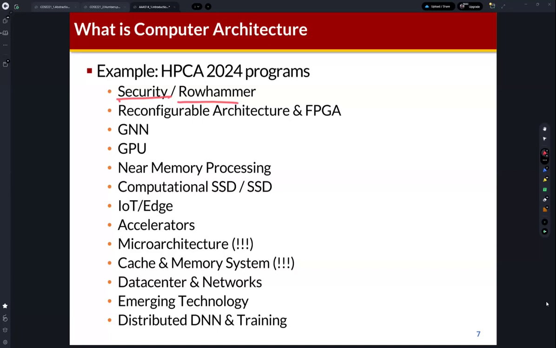Fortunately, there was one GPU session, and then near memory processing, SSD. So storage. Storage is traditionally the research area of operating systems, but recently many computer architects focus on research on the SSD, like storage systems. So you can find computational SSD, which is a kind of in-storage processing, and also pure SSD research topics. There were two sessions at HPCA about SSD and storage systems.